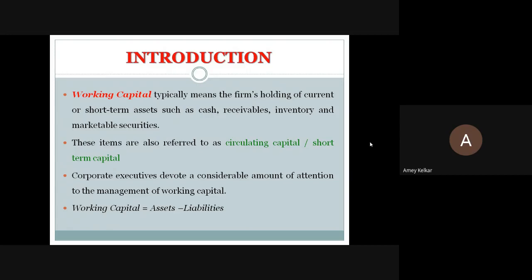If you have sufficient assets to satisfy the liabilities, you are doing well. If you have more assets, then you have more opportunities to invest those assets and grow your business and take the profit ratios to a higher limit. So this is what assets and liabilities are, and their importance in working capital.